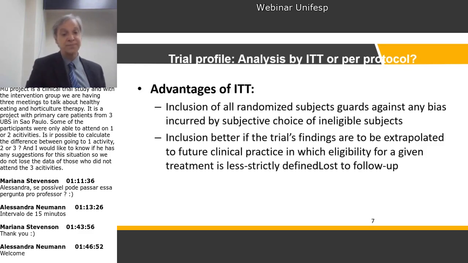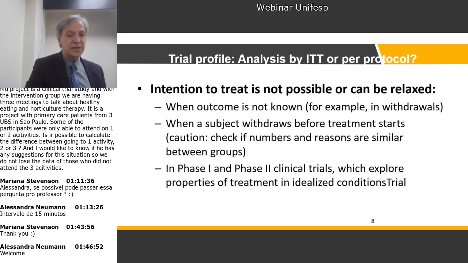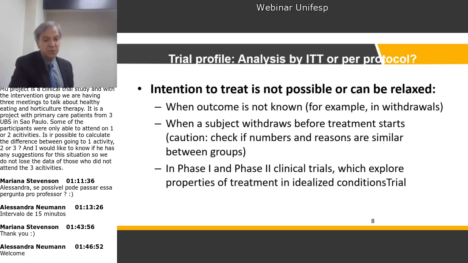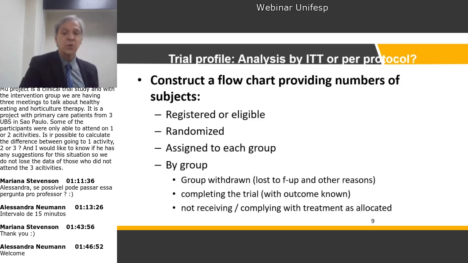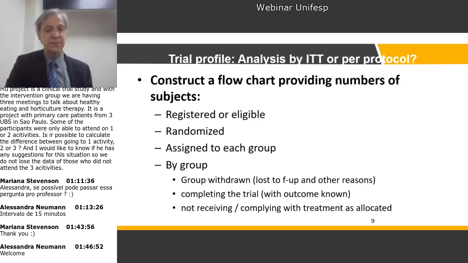Move out, drop out. There's nothing you can do about that. You can read about the adventure of ITT. Intention to treat is not always possible, it can be relaxed. In phase 1 and phase 2 clinical trials, which explore properties of treatment in idealized conditions, you don't need to do that, and it's not the purpose. You only do intention to treat in phase 3. That's efficacy measured after. That's the gold standard here.